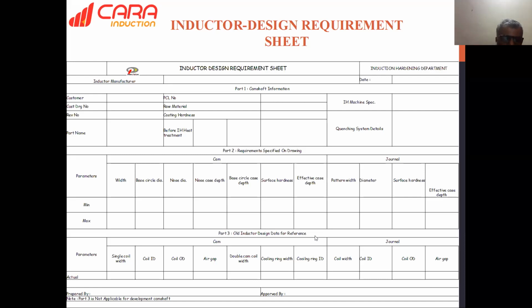Now this is the sheet where we document whatever points I am saying: inductor width, inductor diameter, all that you need to make a note of, and accordingly you implement. This is in process, so that no parameter is missed, and our design is perfect. Next, sir.